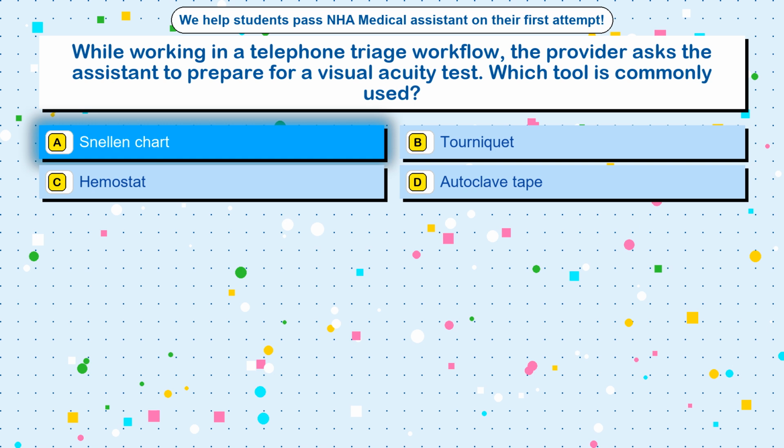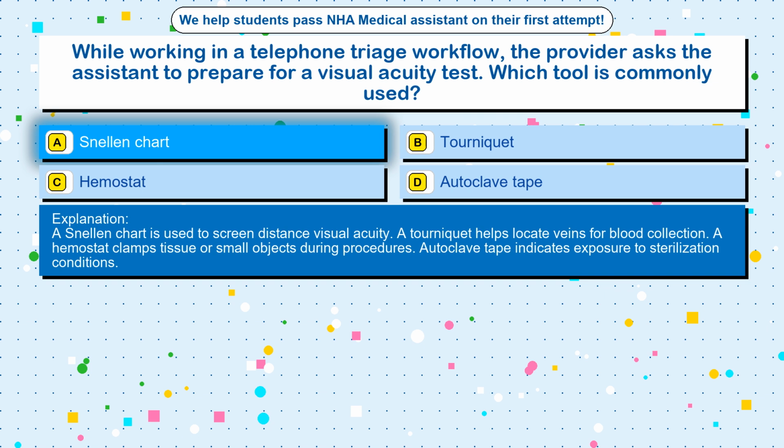Snellen chart. A Snellen chart is used to screen distance visual acuity. A tourniquet helps locate veins for blood collection. A hemostat clamps tissue or small objects during procedures. Autoclave tape indicates exposure to sterilization conditions.